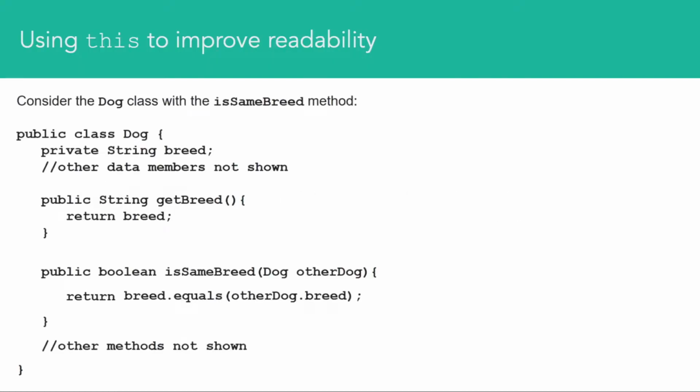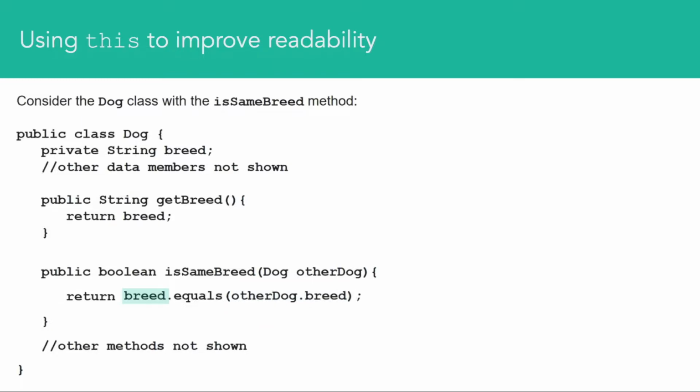The keyword this can be used to pass the current object as an actual parameter in a method call. Let's look at an example where the keyword this is used to improve readability. Consider the Dog class with the isSameBreed method. It is a non-void method that is expected to return a Boolean value. Note that the parameter of the method is another Dog object. When breed is used with the object otherDog, it is clear which object's breed is being accessed. In otherDog.breed, it is the other dog's breed that is being accessed.